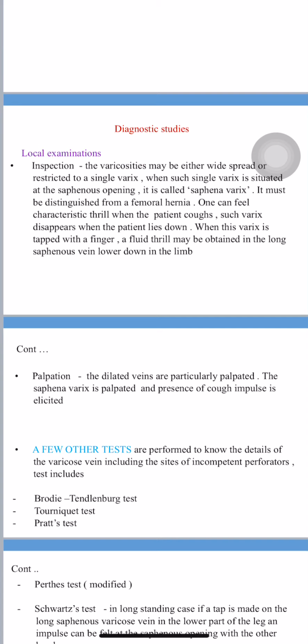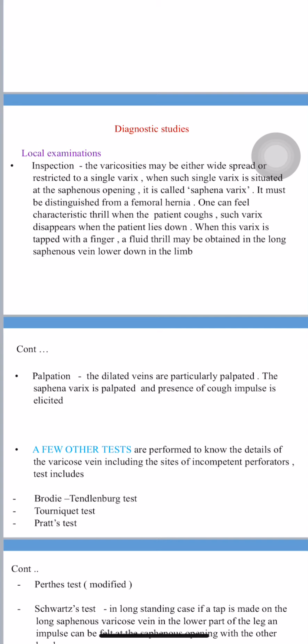The same elastic bandage is now applied from the groin downward. At the position of the perforator, a blowout or a visible varix can be seen. This is marked with a skin pencil. So that is Pratt's test.